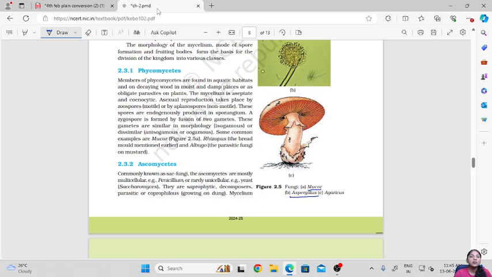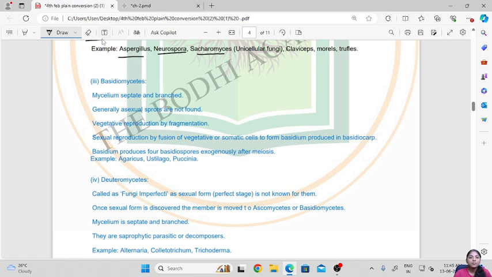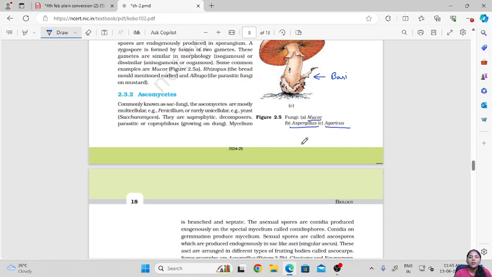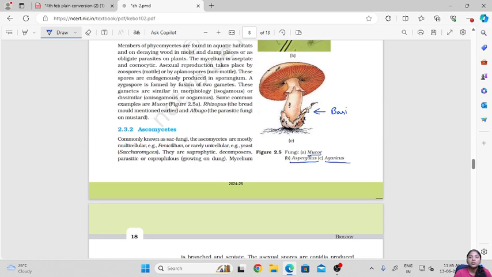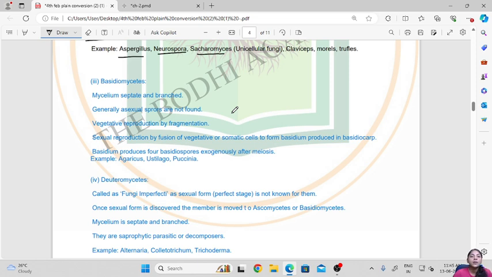Then the third type are the Basidiomycetes. An example is Agaricus, and this is a picture of Agaricus. In Basidiomycetes, the mycelium is septate and branched. Generally asexual spores are not found, so generally these do not produce asexual spores.